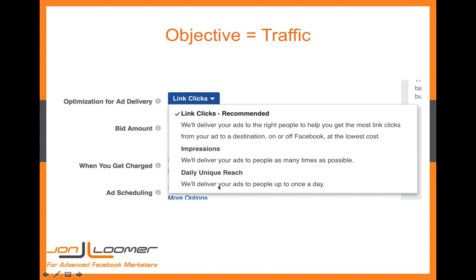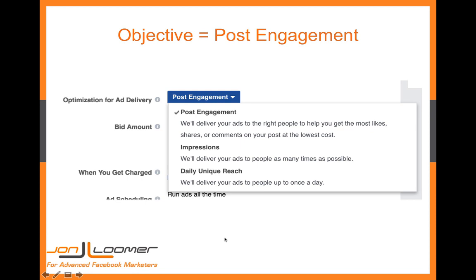And then traffic, once again, you've got the option of link clicks. This would make the most sense if you're trying to drive traffic: show it to people who have shown Facebook that they're likely to click on links. You also have options of impressions and daily unique reach. But in each of those two cases, you're not optimizing for any type of action. Post engagement you could use. Again, I'm only focusing on the ones you could use if you're trying to get conversions. I'm not one to use this, but I know that others have. So engagement's your objective, and then they'll show it to people most likely to comment, like, and share.